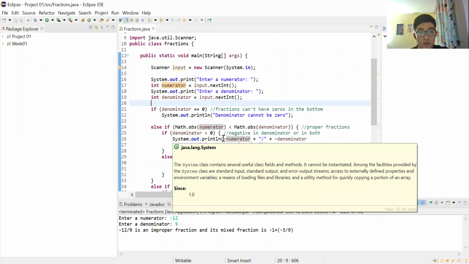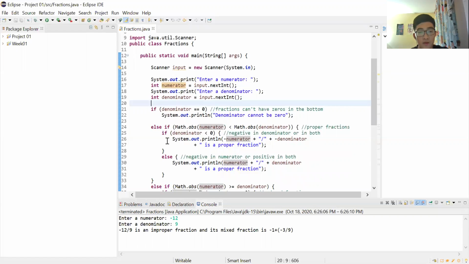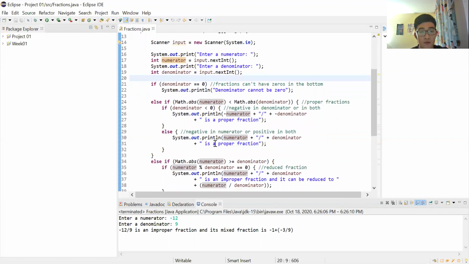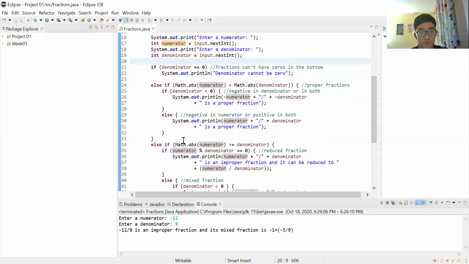And then I made this one where if the denominator is negative, or if it's both the numerator and denominator, it flips the signs of both of them to print out the proper fraction in a positive way, or it puts the negative up front. And then this is if both numbers are negative or if both numbers are positive, then it'll just reduce to be a positive proper fraction.